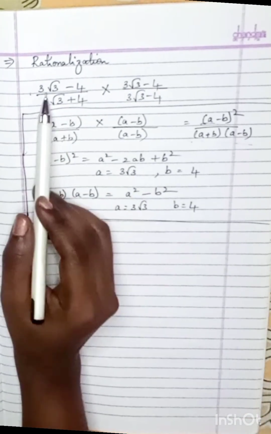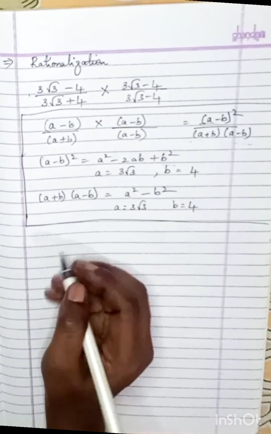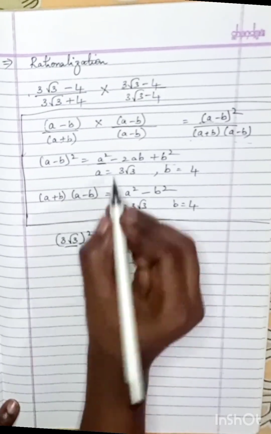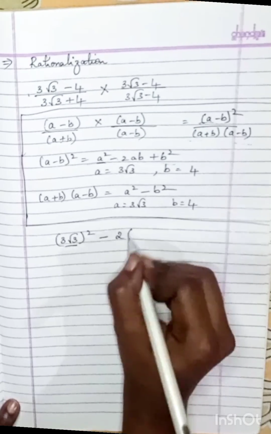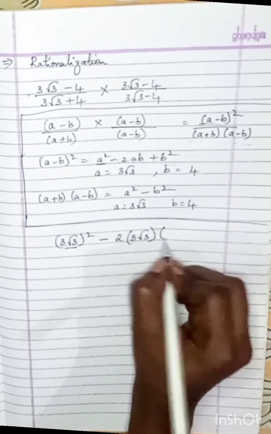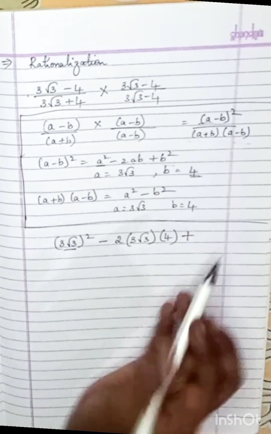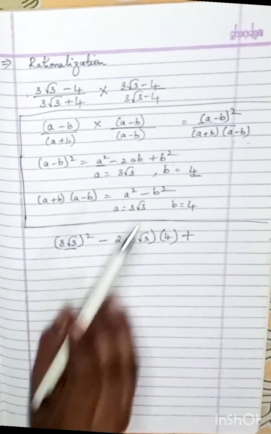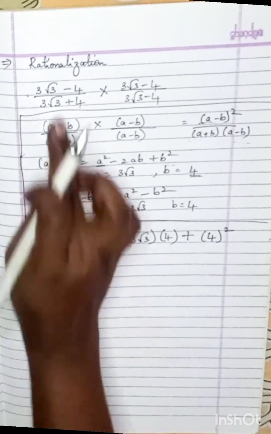Right? So now let us start solving. For this upper numerator we will be applying this formula. So our a value is 3 root 3. So a square minus 2, I have written 2, a. 2 is multiplied with a and b. Our a is 3 root 3, a into b, b value is 4. Plus, this plus already is there in the formula. Whatever sign is there, we will be substituting the same signs, and this square and everything will be from the formula only. B value is 4, 4 square. So we are done with the numerator part.